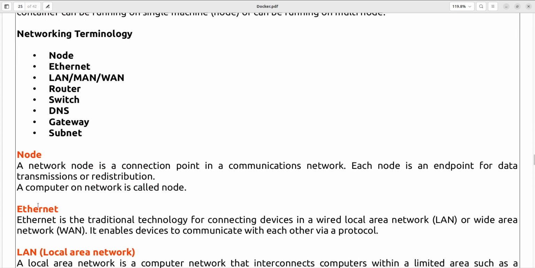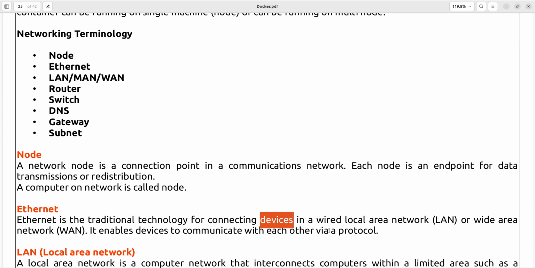Next is Ethernet. What is Ethernet? Ethernet is a traditional technology for connecting devices in a local area network or wide area network. It enables devices to communicate with each other via some protocol. So Ethernet will introduce some protocol, like the data has to travel in the form of HTTP or FTP or SMTP, any of them. These are the protocols for how the data has to flow, and that responsibility is taken by Ethernet. It will connect the nodes, or it will connect the networks.